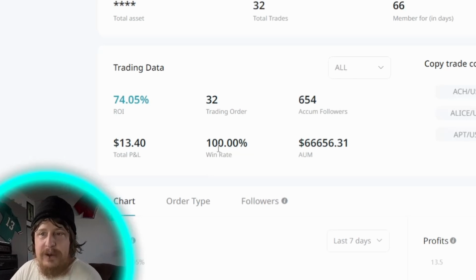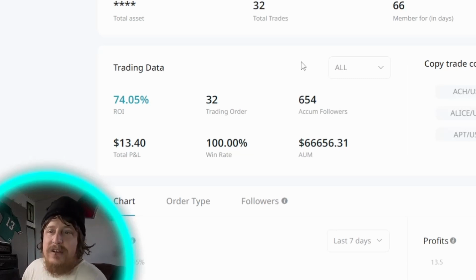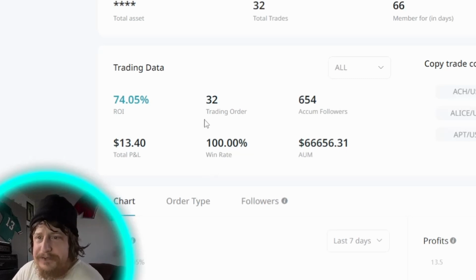So I don't know if he's trading with like 42 cents or what, but he has accumulated 654 followers, his win rate's 100%, and his assets under management is over $66,000. So clearly, even if this person is trading with small amounts, because he has a 100% win rate on 32 total trades, he's gathered a lot of confidence from the people that are following him.